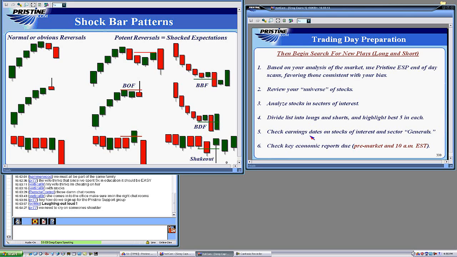Check earnings dates on those stocks you're focused on, as well as those stocks that can move the market. Economic reports. Look at the economy. See what's coming out pre-market, what's coming out at 10 o'clock, what might be coming out in the afternoon, like Fed announcements.